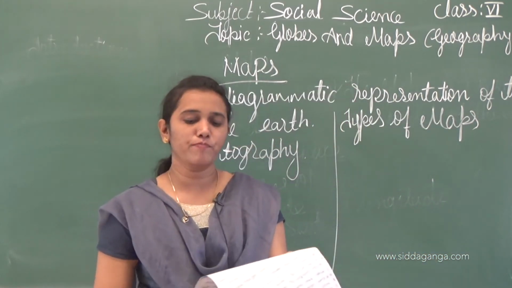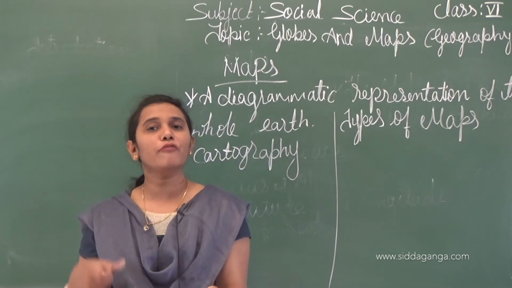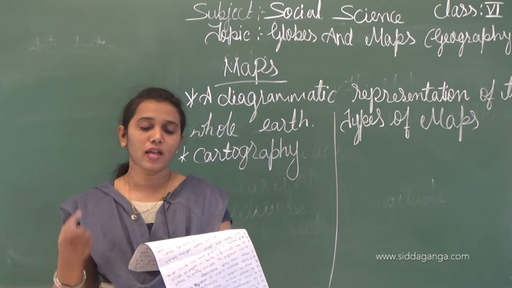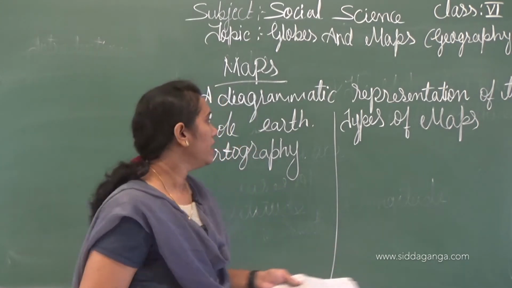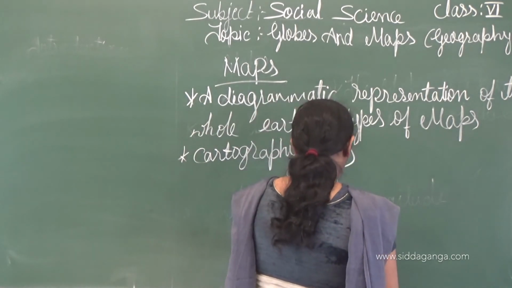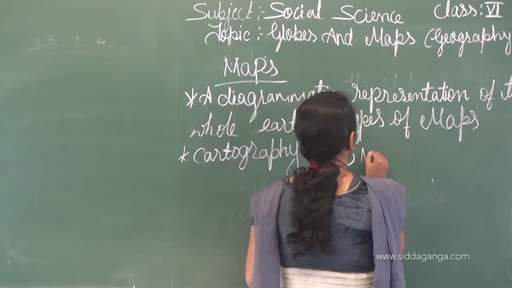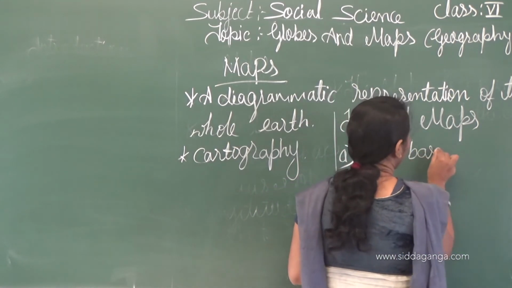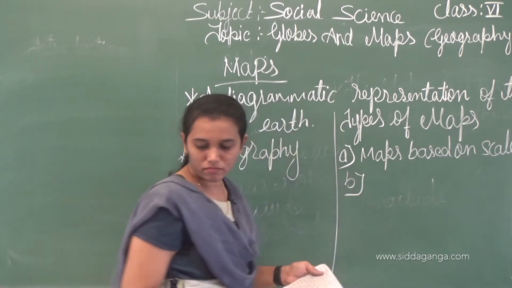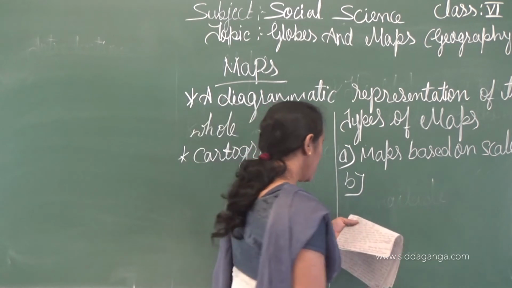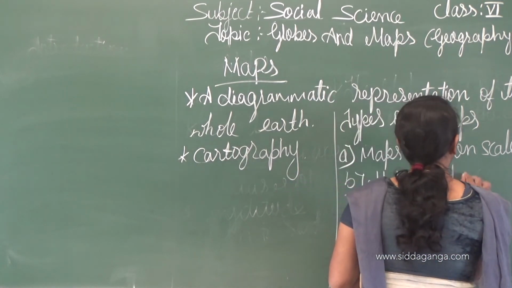Okay, see here, there are maps based on scale and maps based on purpose. There are two types of maps. First one is maps based on scale, and second one is maps based on purpose. Okay?